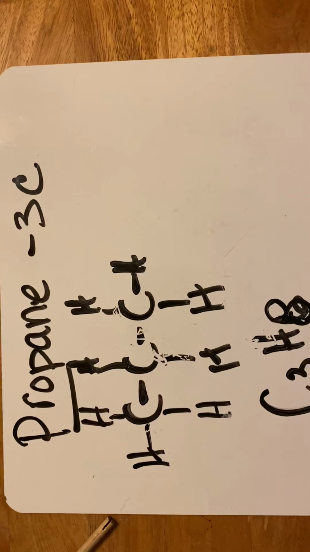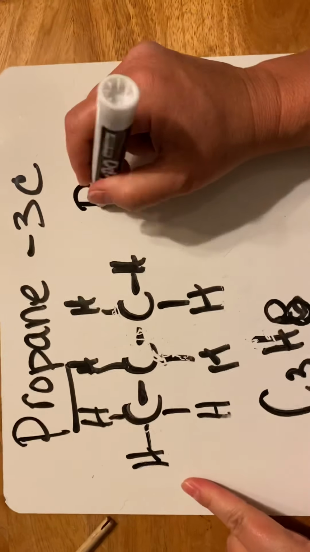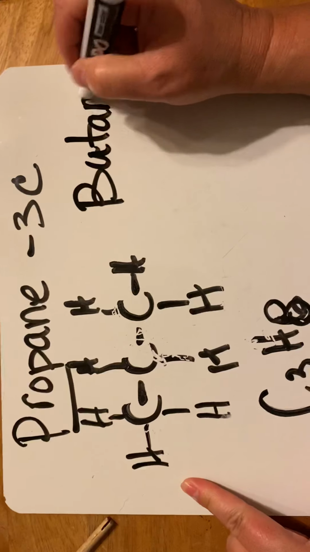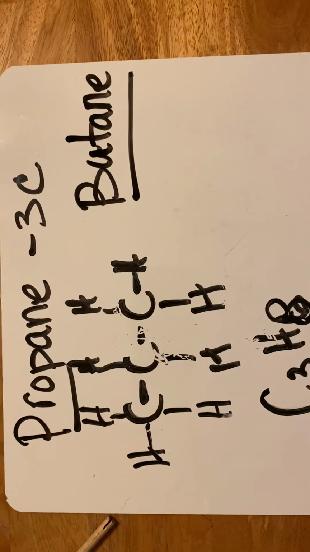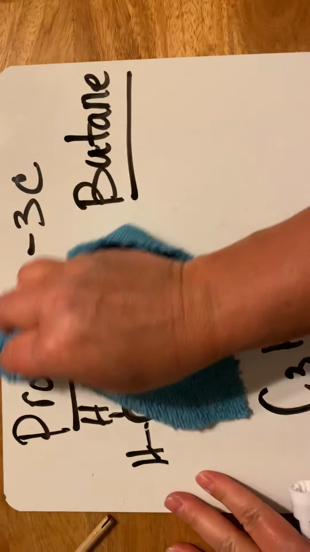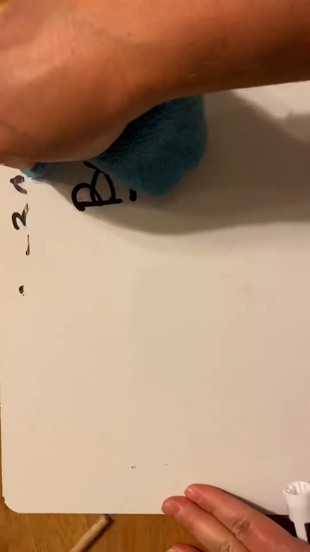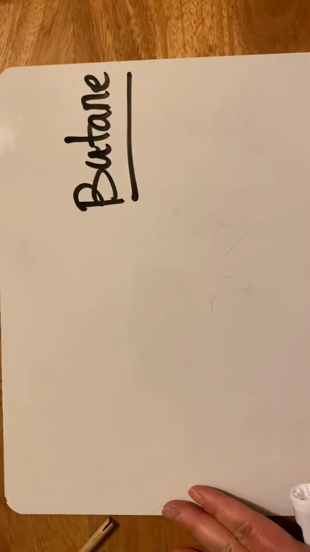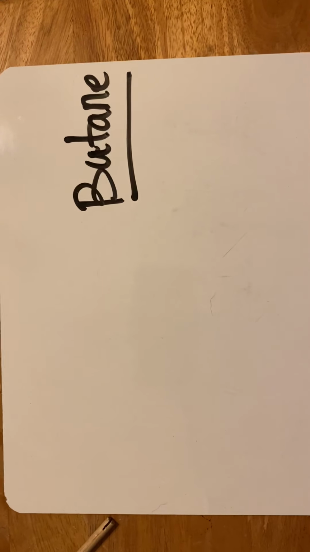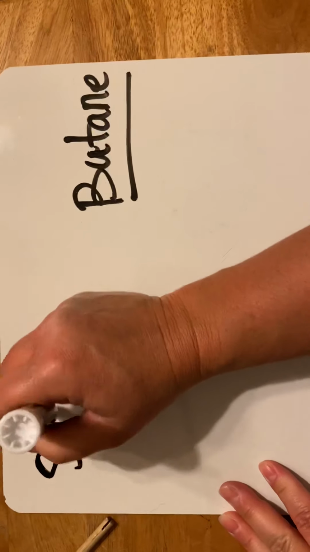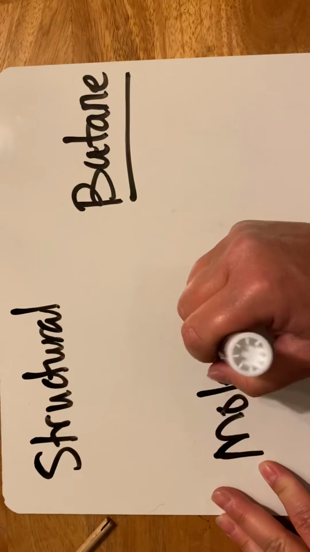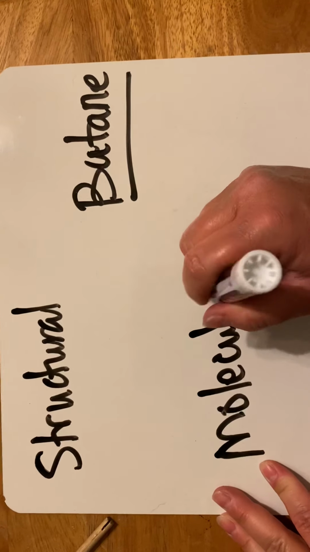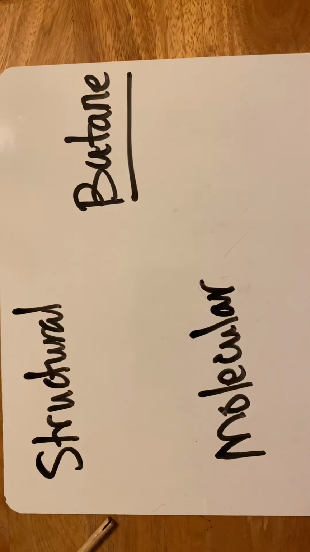So what I need for you to do here now is draw me butane. I need you to not only draw it, but I need you to give the structural formula, and I need for you to give the molecular formula, because this is what you'll do for every one of them.